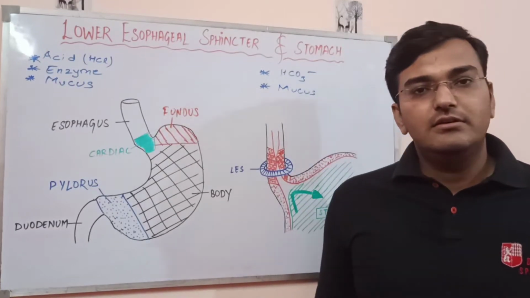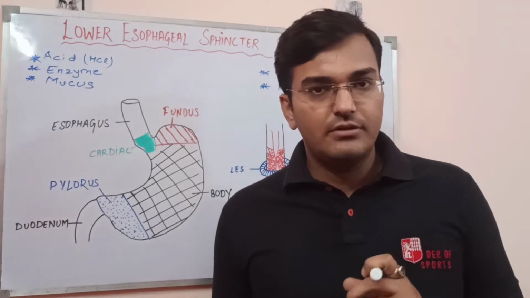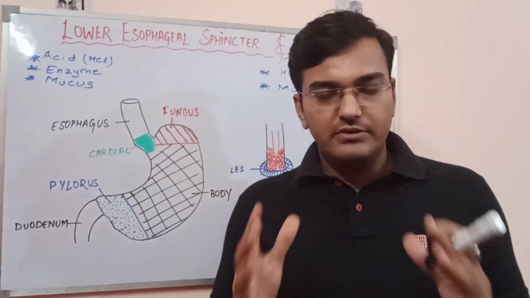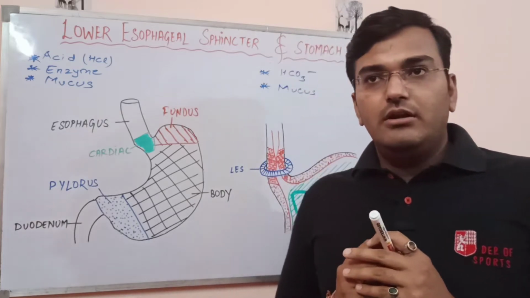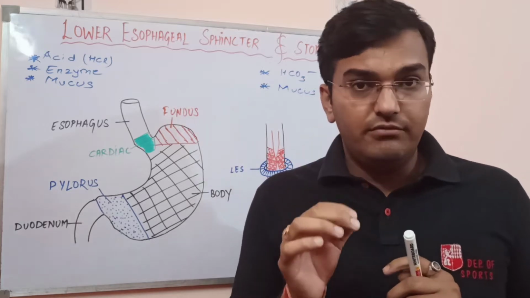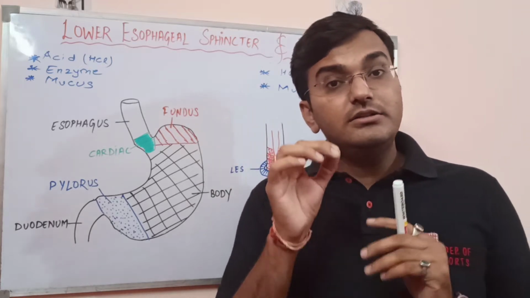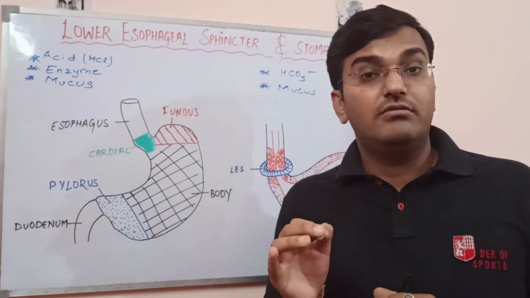Hi guys, in the last video we had discussed sphincters. What do we mean by the term sphincters? What are the various types of sphincters? Now in the last class I had told that a sphincter is a kind of one-way valve. It's not actually a valve. It's a kind of one-way valve.